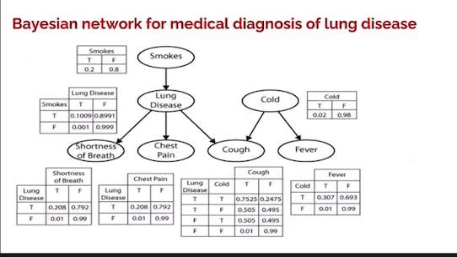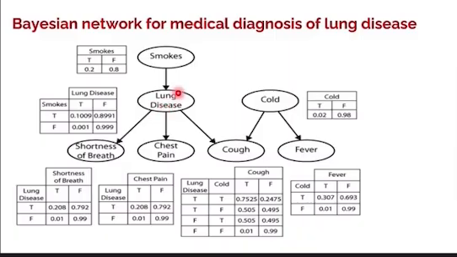Of course, the experts in this area have provided us with a graphical structure. For each node, we have a node, smokes. The parent of lung disease is smokes; you can see the arrow. Lung disease is a parent to shortness of breath, chest pain, and cough. Cold is a parent to cough, and cold is a parent to fever.